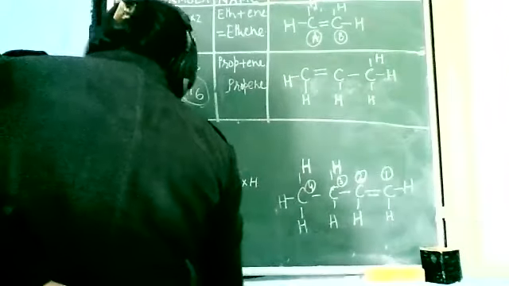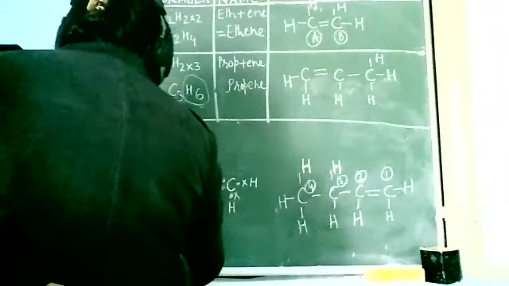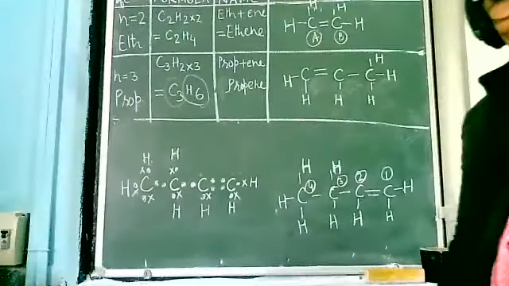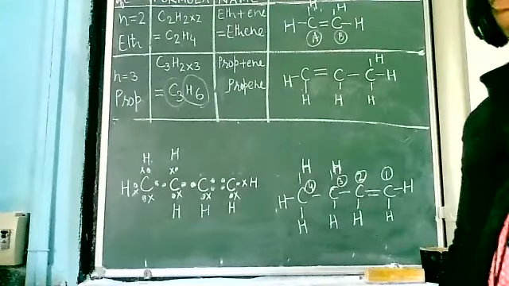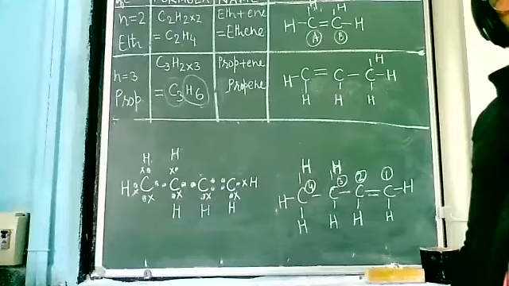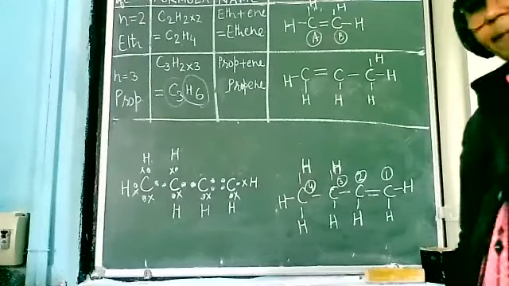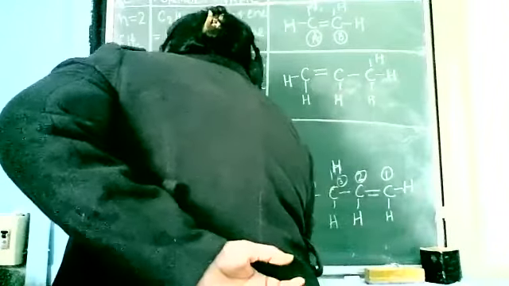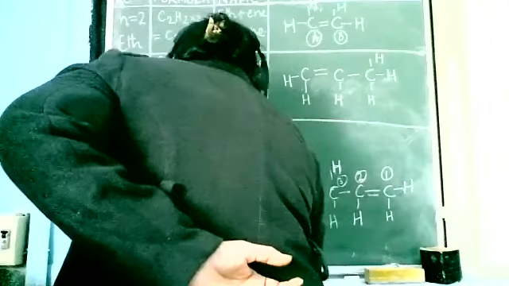And the fourth carbon has 1, 2 and 3. Agree? Clear? Now I will make the circles. First for 8 electrons of carbon. So 4 have been shared here: 2 with hydrogen and 2 with hydrogen.